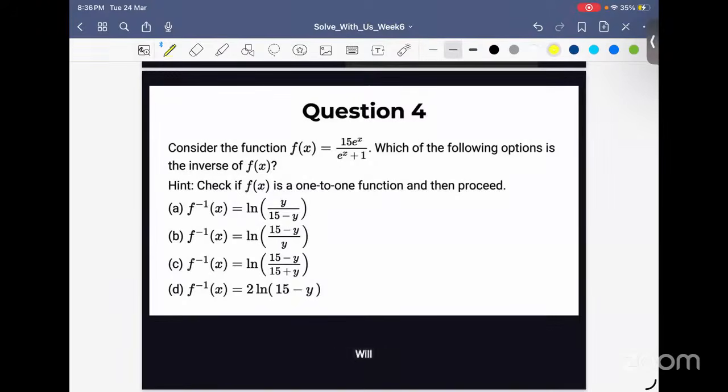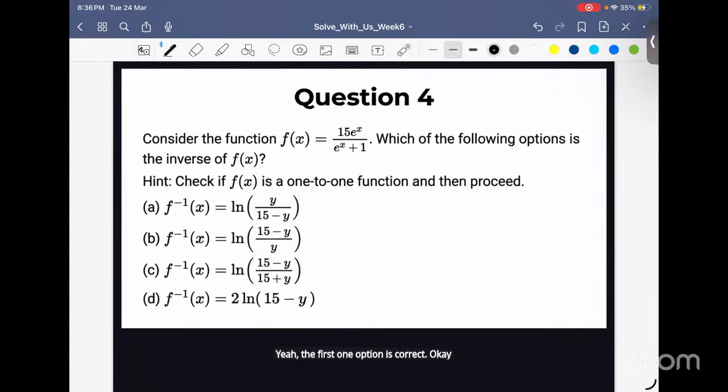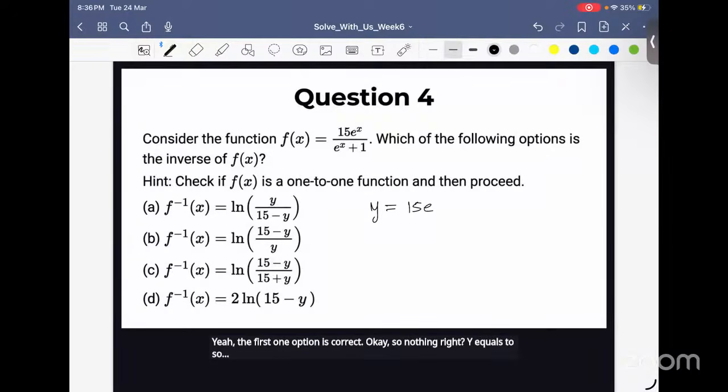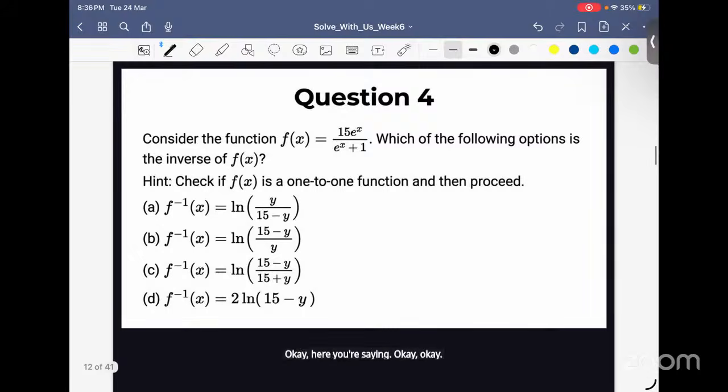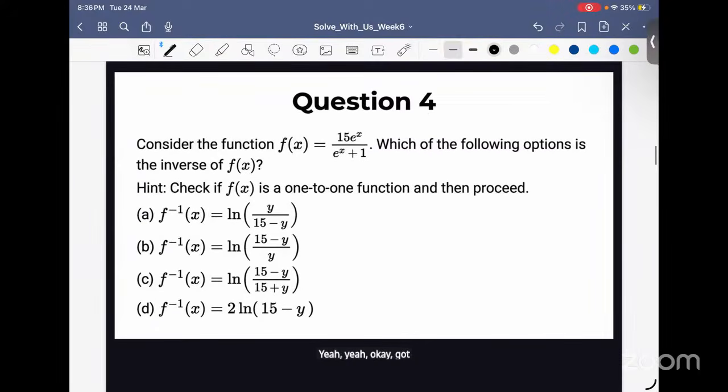Will you be able to do this? This is simple, right? Sir, the first option is correct. Sir, why is it written y here? It should be x, right? The function is in terms of y here, f inverse of x, but it is y there. Yes, sir, in the option only. Instead of y, there should be x. Okay, got it.